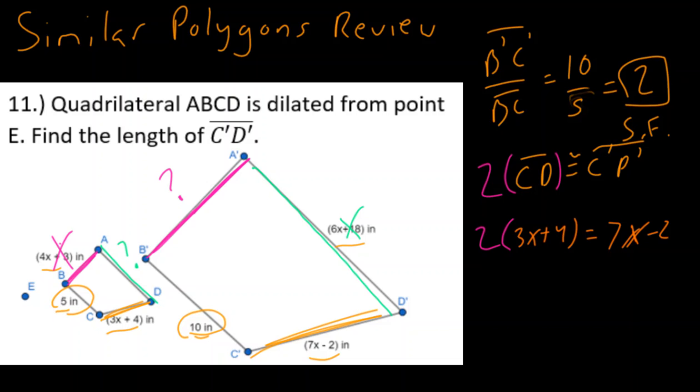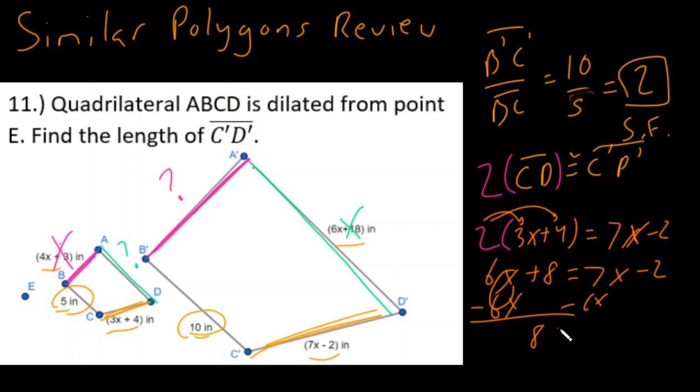Now from here, what would this look like? Well, 2 times 3x is 6x, 2 times 4 is 8, and 6x plus 8 is equal to 7x minus 2. Now, from there, we would subtract our smaller x term, 6x, and of course we get 8 is equal to 7 minus 6 is 1x minus 2. We add the 2 to both sides, and 8 plus 2 is 10. So we know x equals 10.